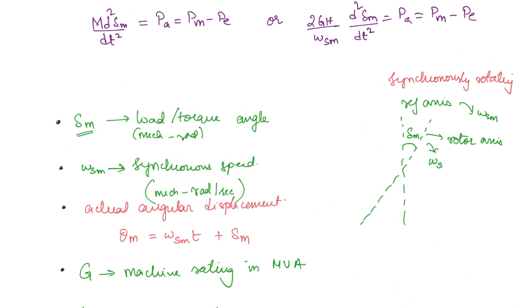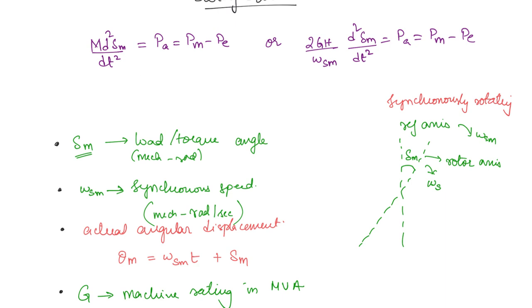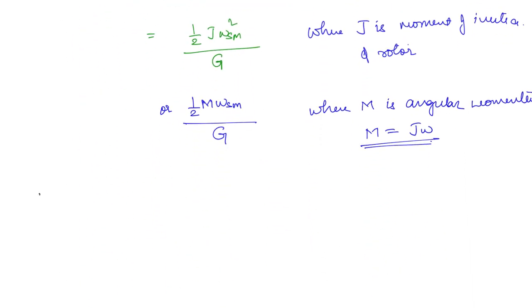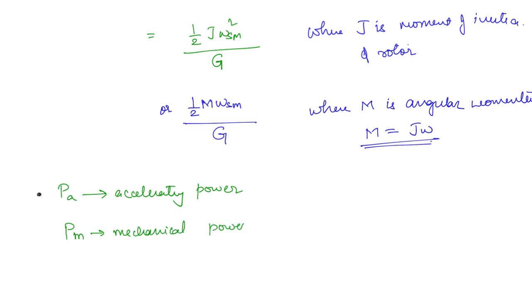Next, what is left out? Here we have discussed δm, G, H, ωsm. So we need to see what Pa, Pm and Pe are. These are the powers. First, Pa is the accelerating power. Pm is the mechanical power. And finally Pe is the electromagnetic power.